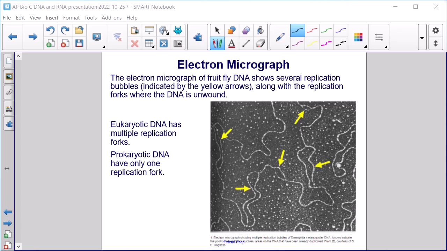The electron micrograph of fruit fly DNA shows several replication bubbles, indicated by these yellow arrows. You can see the bubble here, here, here, here, and here, along with the replication forks, so you can see them at either end, where the DNA is unwound. Eukaryotic DNA has multiple replication forks. Prokaryotic DNA have only one replication fork.